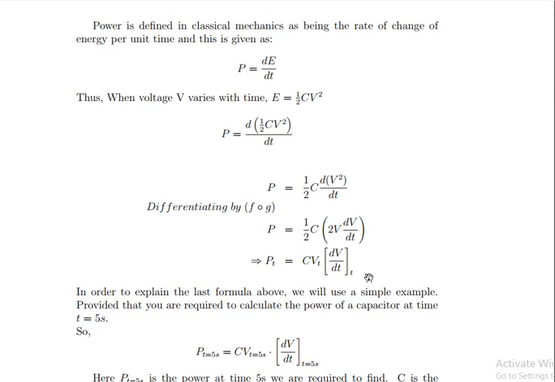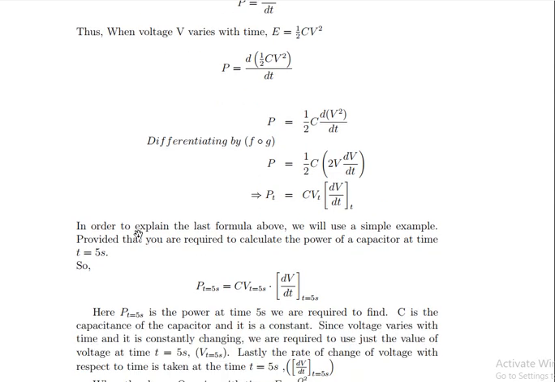Now, in order to explain this last formula, we will use a simple example. Let's say you are required to calculate the power of a capacitor at time 5 seconds. The power of the capacitor at 5 seconds will be equal to the capacitance, which is a constant, times the voltage of that capacitor at 5 seconds, times the rate of change of the voltage with respect to time at t equals 5 seconds.